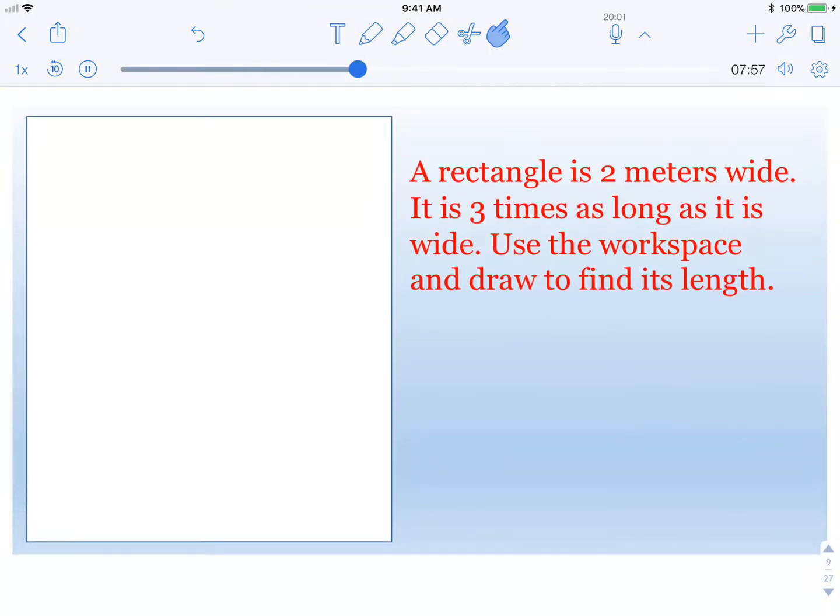So go ahead and draw this. A rectangle is 2 meters wide. It is 3 times as long as it is wide. Use the workspace and draw to find its length. So it is 3 times as long as it is wide. Go ahead and pause and draw the rectangle in your workspace.